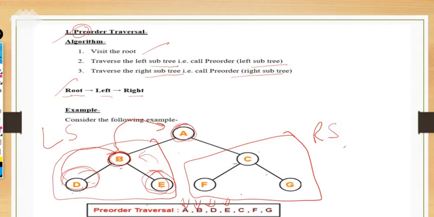Here it will read C, then F, then G, and all things are covered here: root, left and right. Then it will terminate. So that was the pre-order traversal technique. Okay, I hope it is clear. It's very simple actually. First you take the root, then traverse the left subtree.